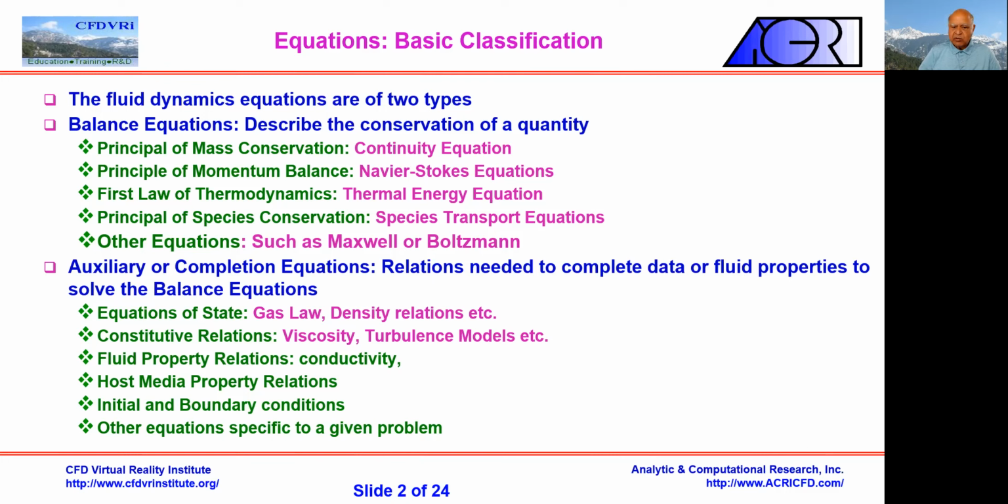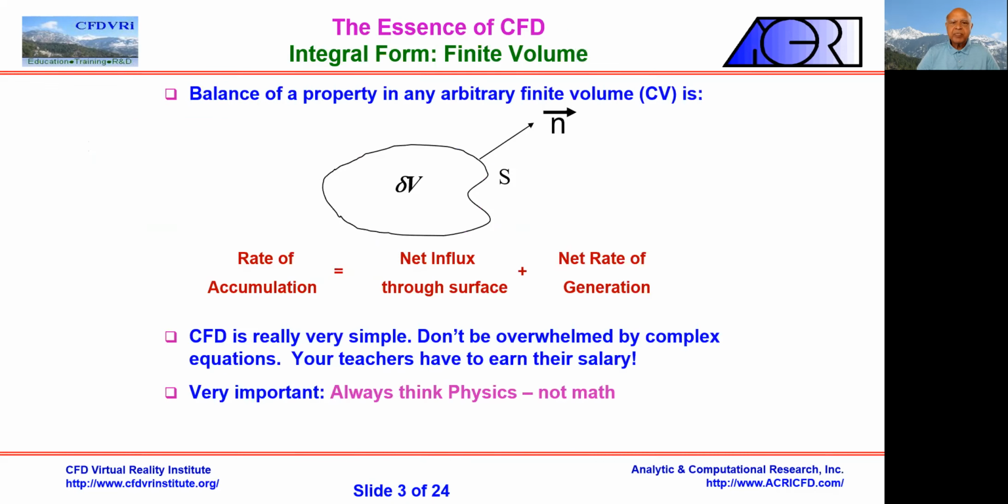For any given problem, there may be specific other equations. For example, if there is heat generation in a room and we solve in the room, then we will require what is generating that heat. If there's an electric heater, what is the rate of input from that heater to the thermal energy? So all these other auxiliary equations, which would define a given problem, are needed.